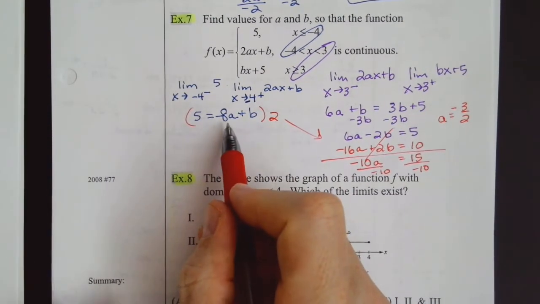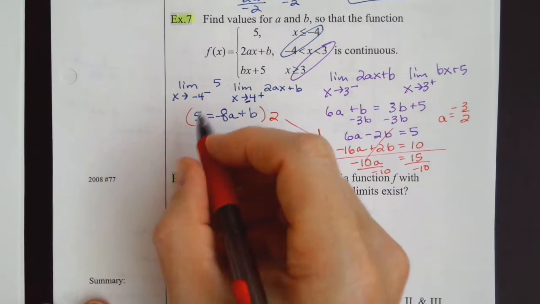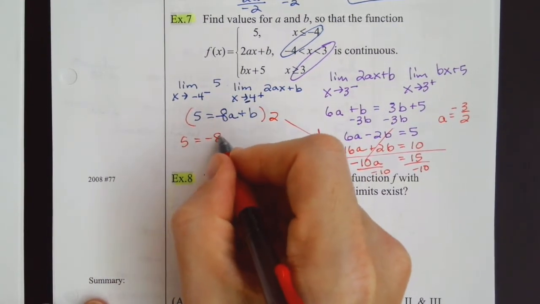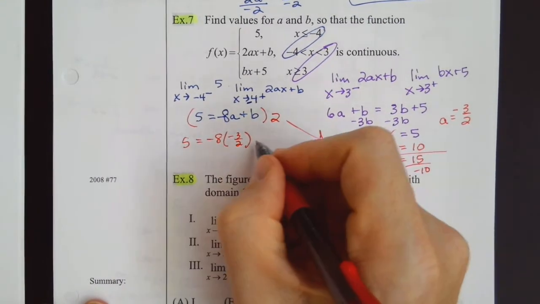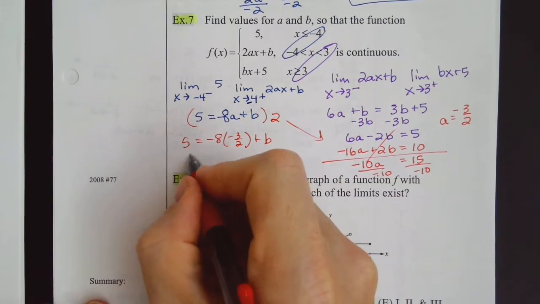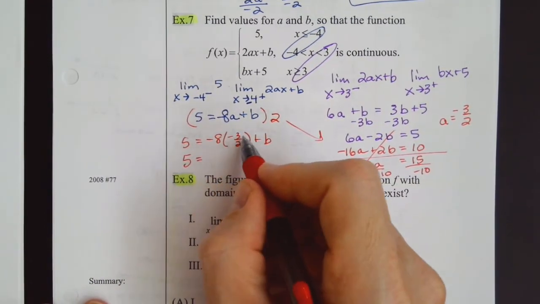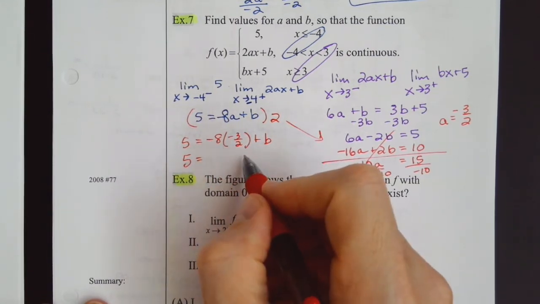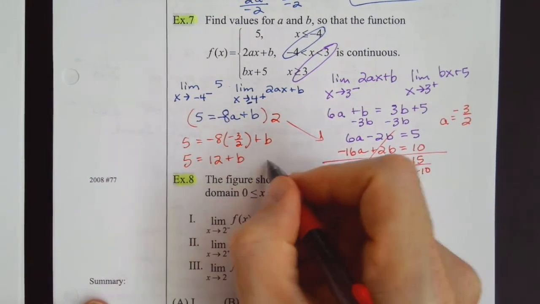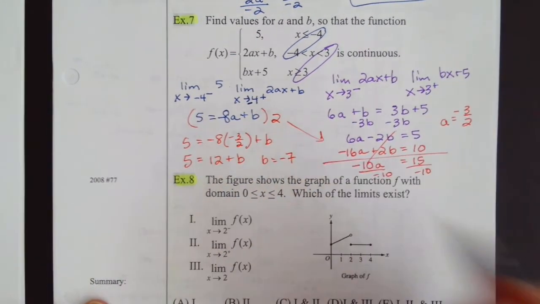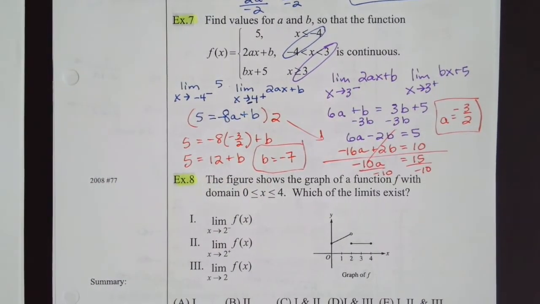Then we can come back here and solve for b also. So that's going to be 5 equals negative 8 times negative 3/2 plus b. So negative times a negative is a positive. 8 over 2, instead of multiplying these first, I'm going to reduce the 8 and the 2 first. So 8 over 2 is 4, 4 times 3 is 12. Subtract 12 from both sides, b equals negative 7. So those are our answers for A and B.